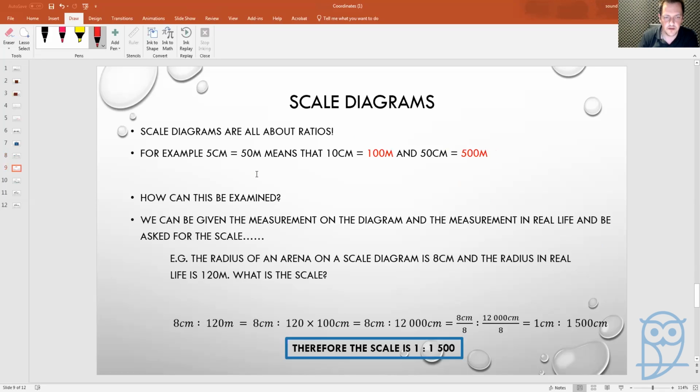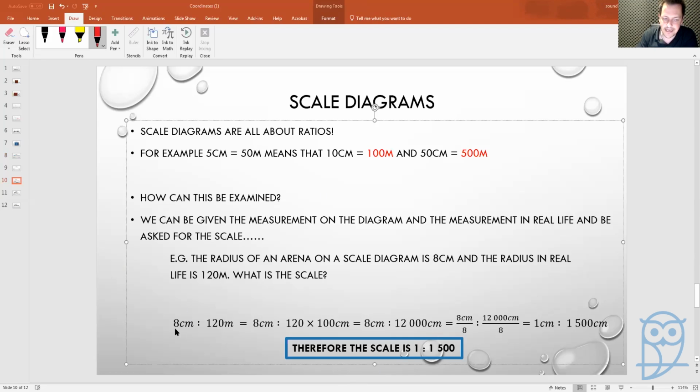All right. So how are you actually going to have to work with this in a test or an exam? Well, there are 3 ways. Either you're going to be given a measurement on a diagram and a measurement in real life and be asked to calculate the scale. And the scale will be given in terms of a ratio. And remember, a ratio is always a number with a colon and then another number. So for example, the radius of an arena on a scale diagram is given as 8 centimeters, but the radius in real life is 120 meters. What is the scale?